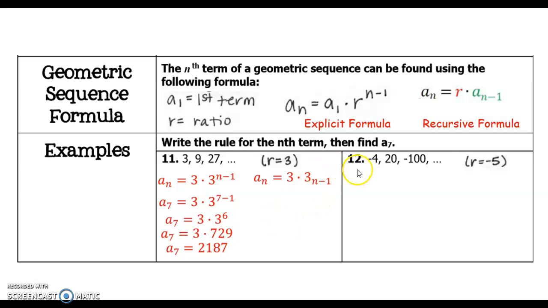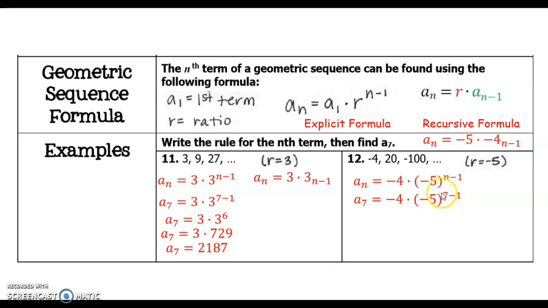Okay, on number 12, we can see that the common ratio is -5. So that would make our formula a sub n equals -4, the first term in the sequence, times -5, our common ratio, to the n minus 1 power. Our recursive formula would be as such: -5 times -4 to n minus 1.